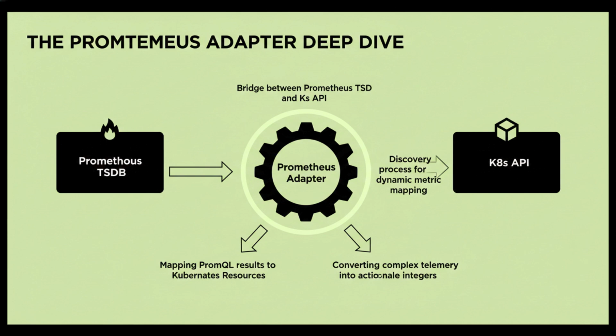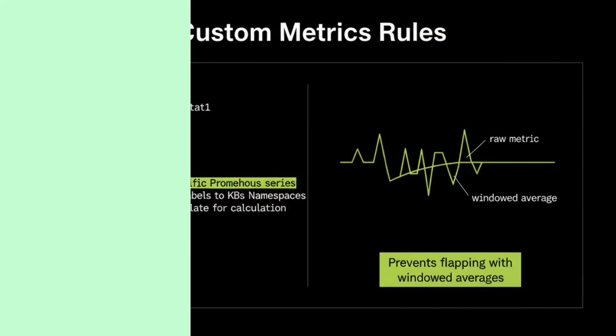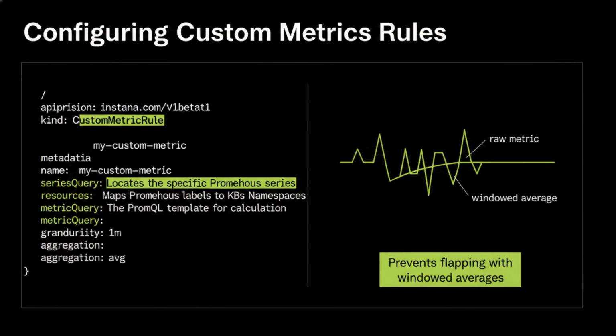This conversion process is the heart of a custom scaling solution, turning complex PromQL queries into simple integers that the HPA can act upon. Defining rules in the Prometheus adapter is where the logic lives. A rule typically consists of 4 parts: series query to find the data, resources to map labels to K8s objects, name to define the exposed metric name, and metrics query, which is the actual PromQL.